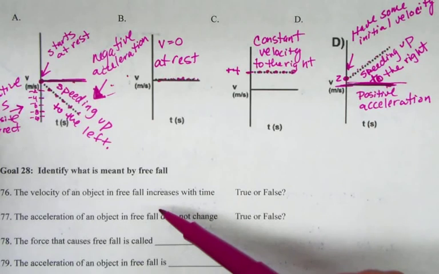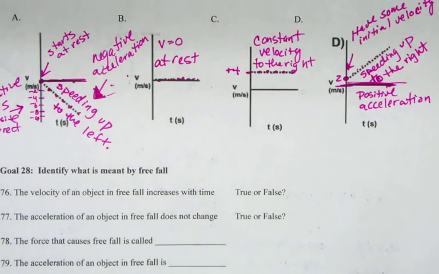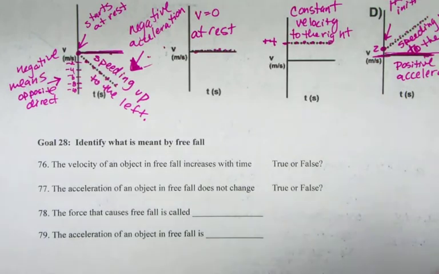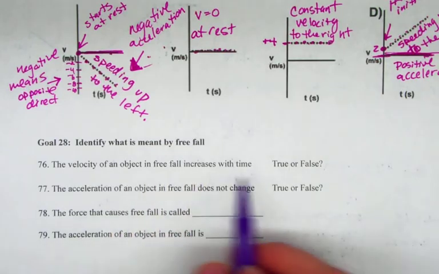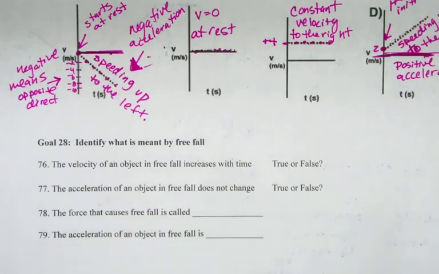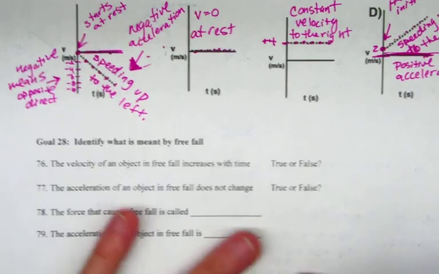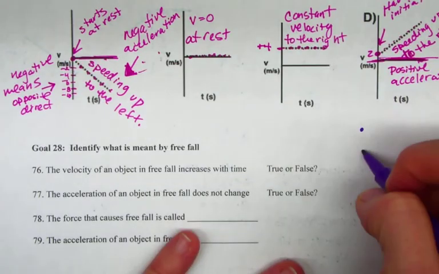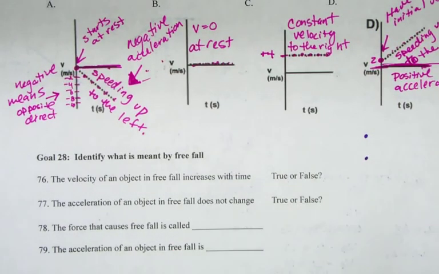Then for goal 28, we want to know what it means by free fall. The velocity of an object in free fall increases with time. Is that true or false? If you're free falling, you start here. Let's say you have this object. You start at 0. If you remember, the acceleration due to gravity is about 10 meters per second. So after 1 second, I'm going to be 10 meters per second.